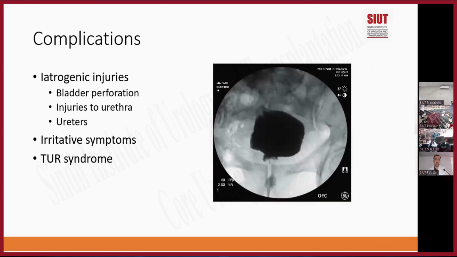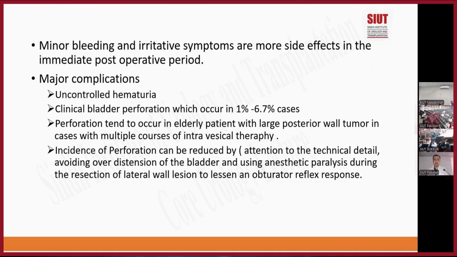Complications of the TURBT include iatrogenic injury like bladder perforation, injury to the urethra and ureter, irritative symptoms, and TUR syndrome. Minor bleeding and irritative symptoms are more common side effects in the immediate post-operative period. Major complications like uncontrolled hematuria and clinical bladder perforation occur in 1 to 6.7% of cases. Perforation tends to occur in elderly patients with large posterior wall tumors and in cases with multiple courses of intravesical therapy.